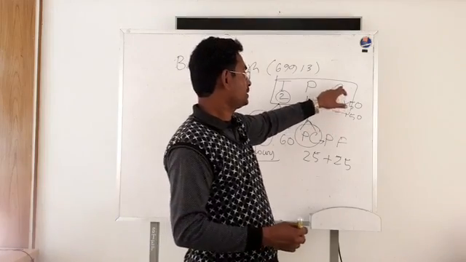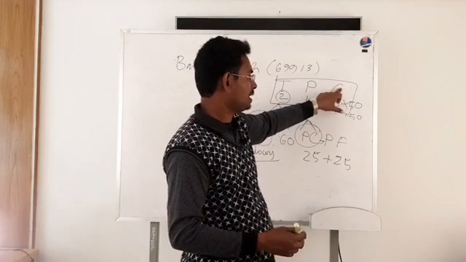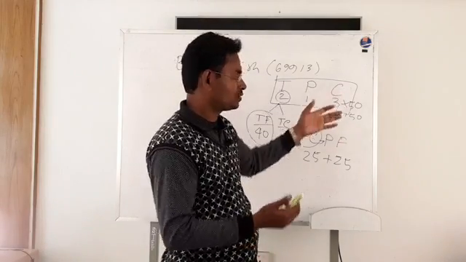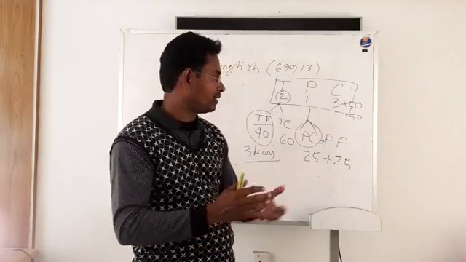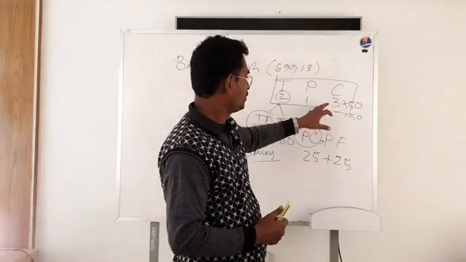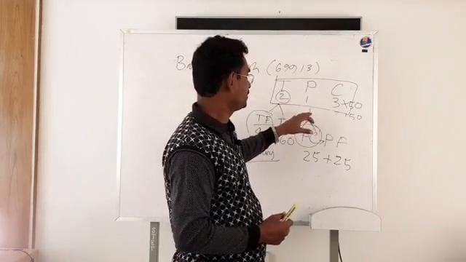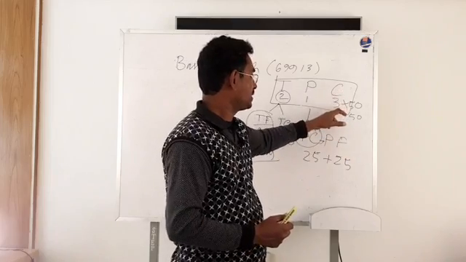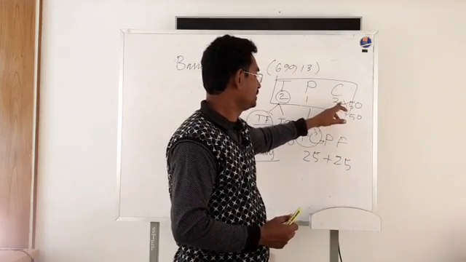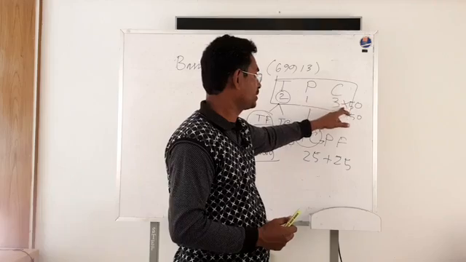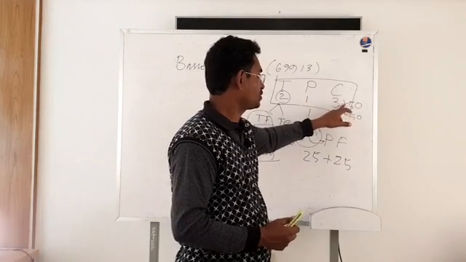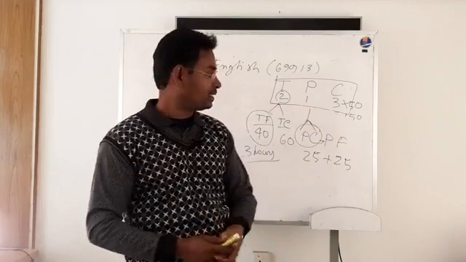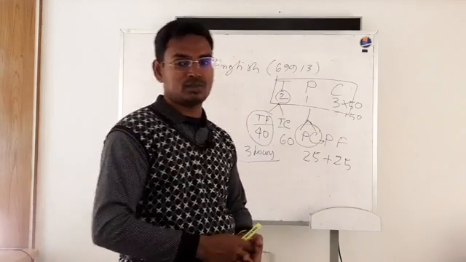C is for credit, and credit is a measurement of a subject. Credit means one kind of unit. By this unit we can calculate the total marks of the subject. So 3 is here for credit. 1 credit equals 50 marks, so 3 credit equals 3 into 50, total marks 150. This is the total marks distribution, dear students.